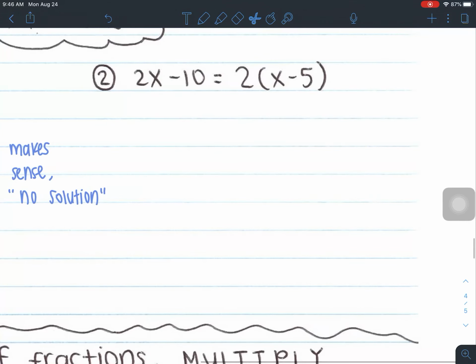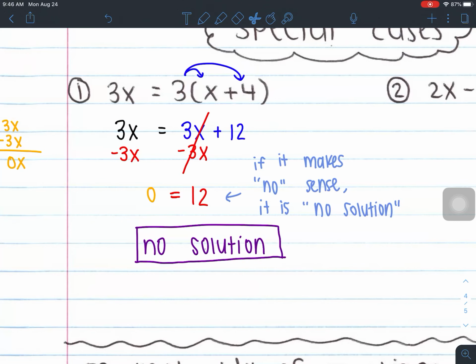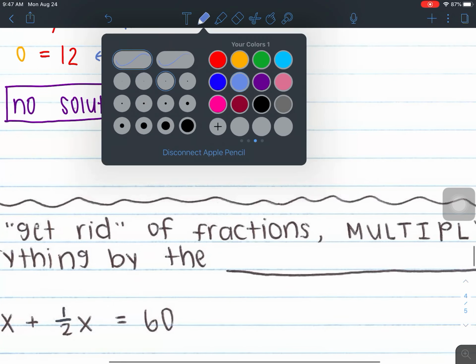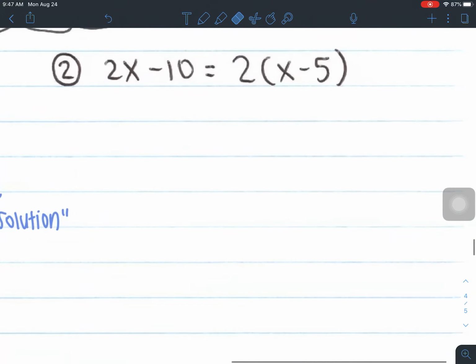All right, moving on to number 2. So this would be the complete opposite. And this is why it's a special case. Now again, why is number 1 a special case? Well, because in my end answer, I didn't get x equals 5 or x equals negative 2. I got 0 equals 12. And 0 equals 12 makes no sense. Here's another example of a no solution problem. I get 1 equals 4. That is no solution because 1 doesn't equal 4. In the end, if I get 2 equals negative 17, that is also no solution because it makes no sense. If it makes no sense, it's no solution.